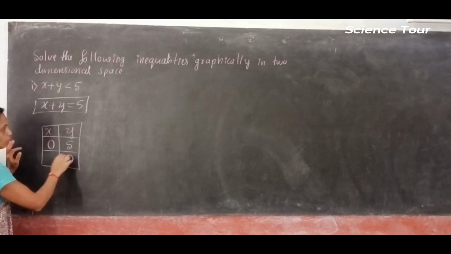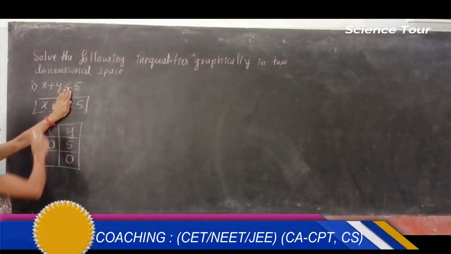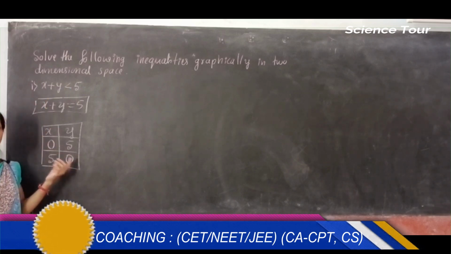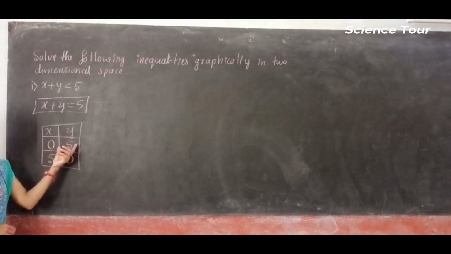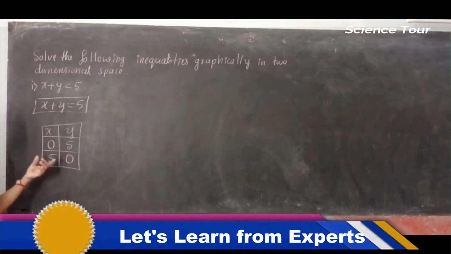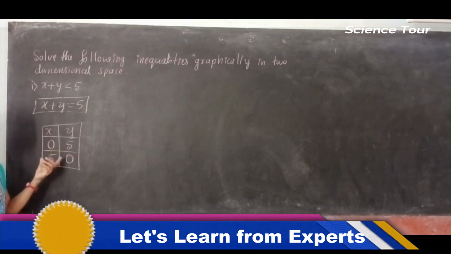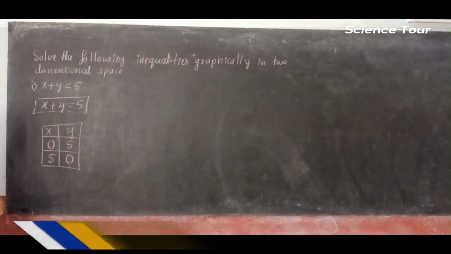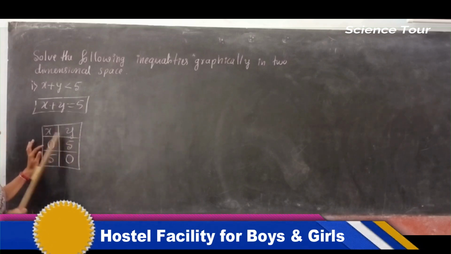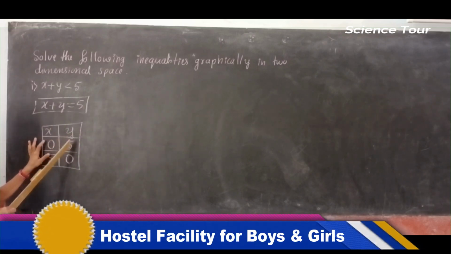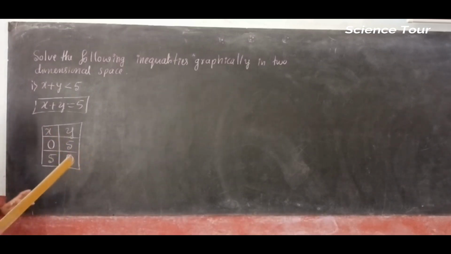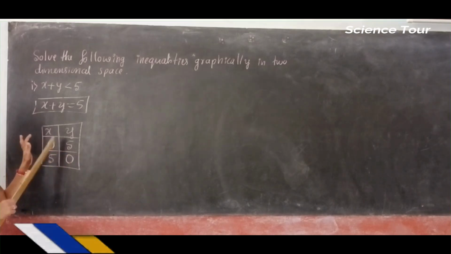Now we take y equal to 0. If y is equal to 0, then you will get x equal to 5. Easily you will get 2 points by taking x as 0 and y as 0. When x is 0, find the corresponding value of y, and when y is equal to 0, find the corresponding value of x. If you find like this, then you will get 2 points very easily, and these points are easy to mark also. The point 0, 5 always lies on the y axis, and 5, 0, the second point, always lies on the x axis.